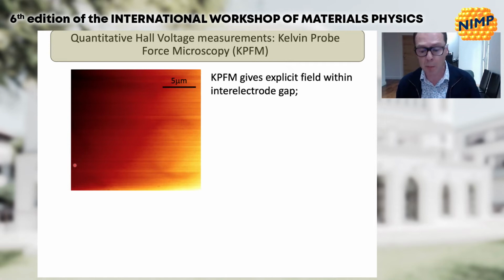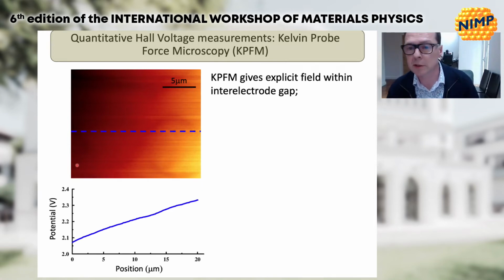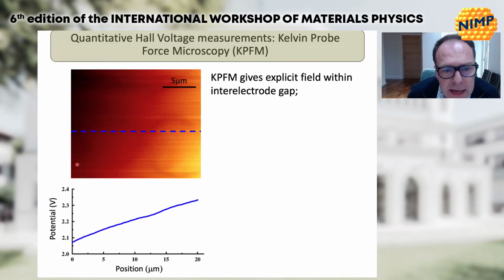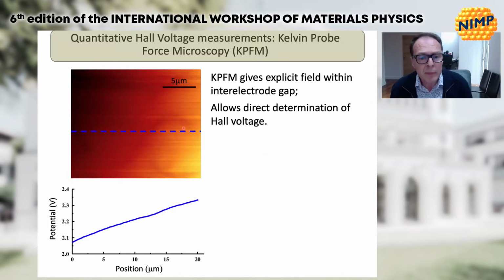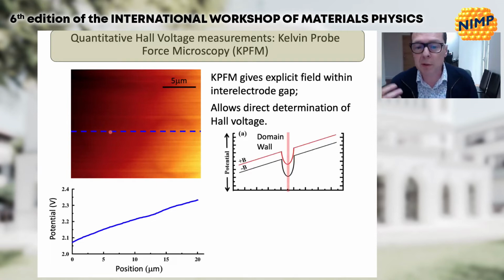So you have a potential drop across the interelectrode gap. You can see some evidence of these meandering, conducting domain wall features that you see in the manganites. But they're not really popping out very strongly, and certainly this is no advert for using KPFM for measuring the Hall voltage. However, a really nice experimental trick is that you can do this potential mapping with the B field in one direction, and then keeping exactly the same geometry, the same driving voltage and so on.